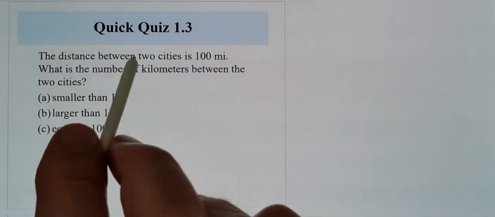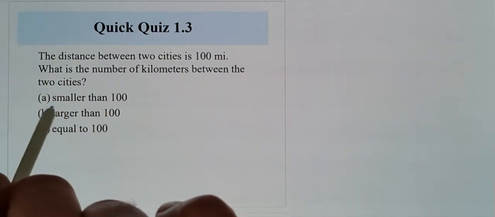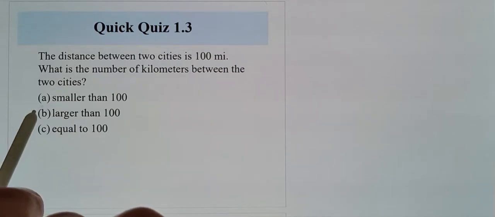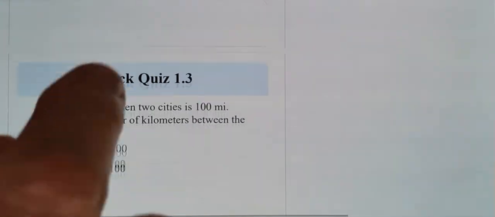The distance between two cities is 100 miles. What's the number of kilometers between the two cities? Smaller than 100, more than 100, equal? It's more, larger than 100.